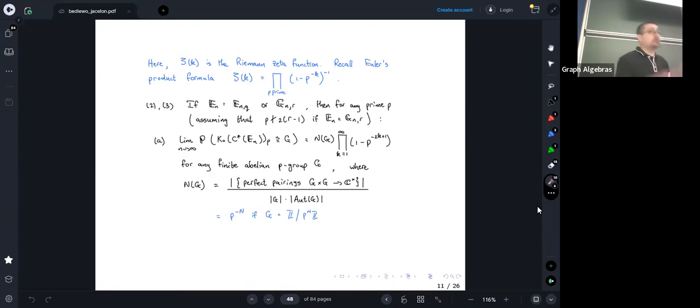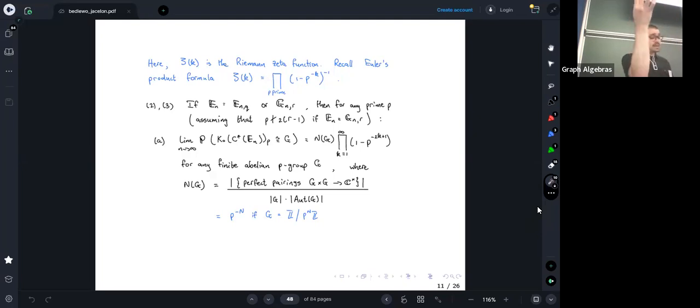But this can actually be determined in certain cases. In all cases, there's a formula for what this is. You give me a p-group, I can tell you what this N(G) is. In particular, if G is the cyclic group Z mod p^n Z, then it's just p to the minus n. By the way, if it's not Z mod p^n Z, but (Z mod p Z) to the n, you get p to the minus n times (n plus 1) over 2.